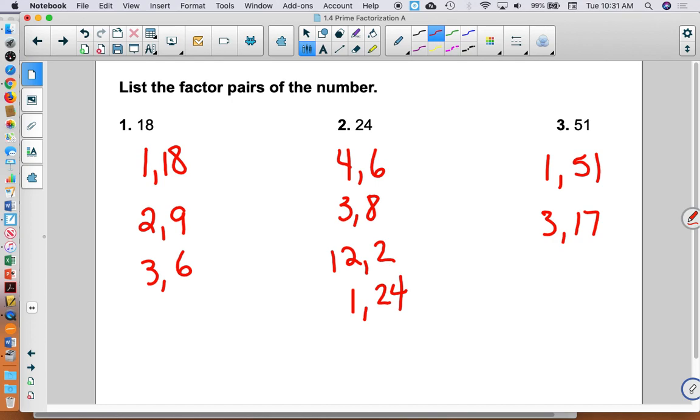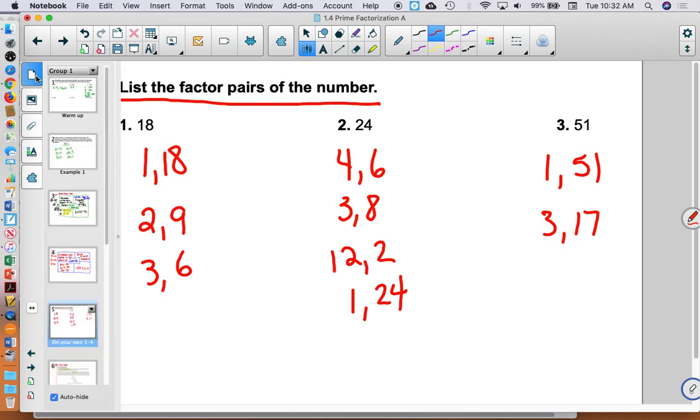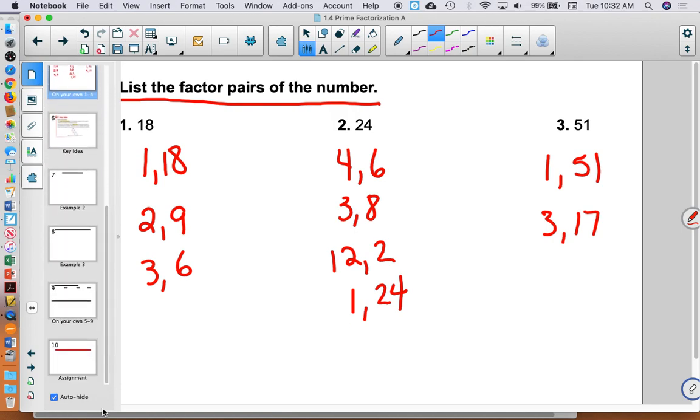Is it going to be divisible by 4? No. By 5? No. 6? No. 7? No. 8? No. 9? No. 10? No. Do I have all the factor pairs? Yes. These are lists of factor pairs. And if you're asked to list, this is what you're going to be doing. Okay? You do not have an assignment tonight because we've got some more stuff we're going to do before I give you the assignment.